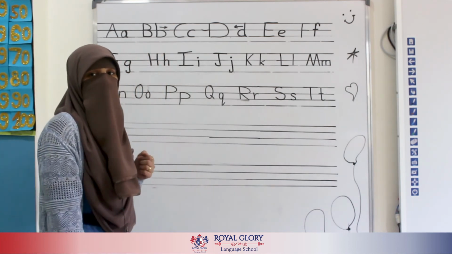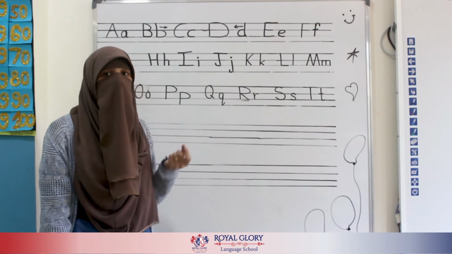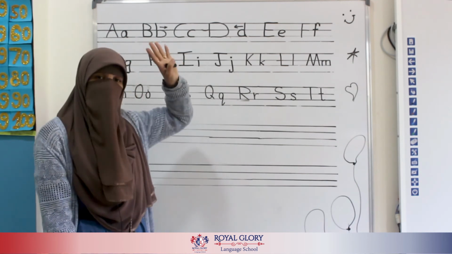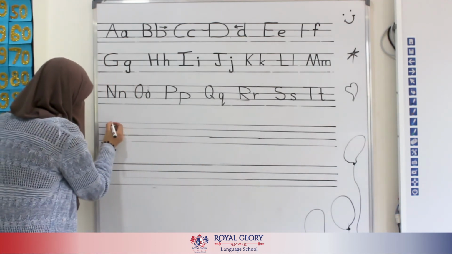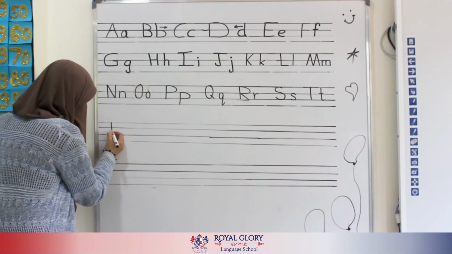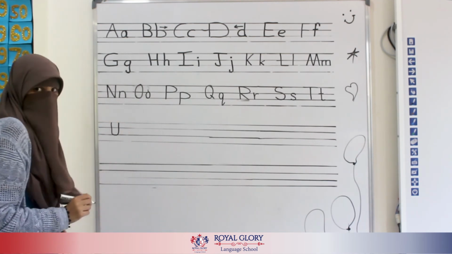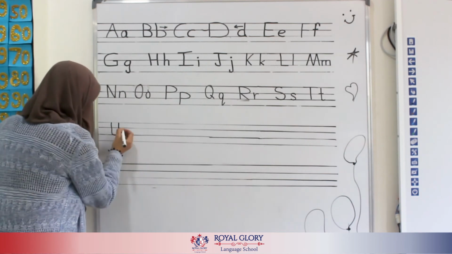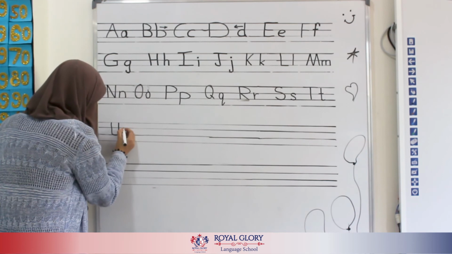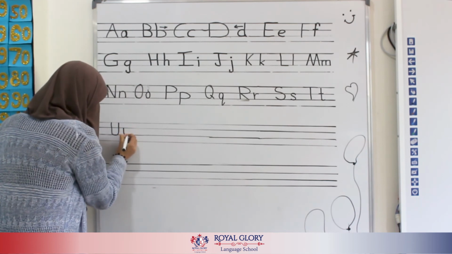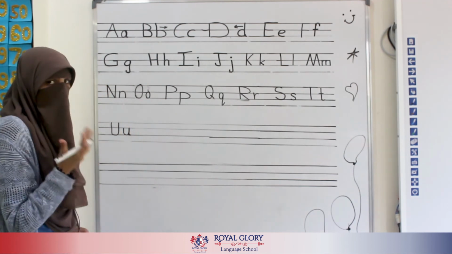Letter U. Its sound is like an umbrella. Umbrella or up. How to write it? Standing line down between 3 lines and the small curve up, up, up, up, up. Okay. The lowercase: standing line down between line number 2 and line number 3 like this. Small curve up, up, up, up and the small tail.